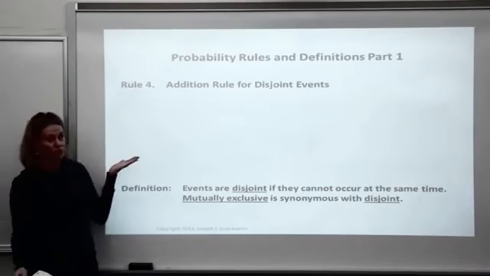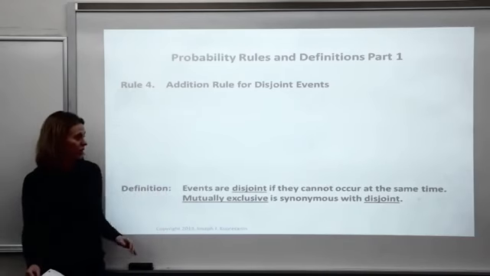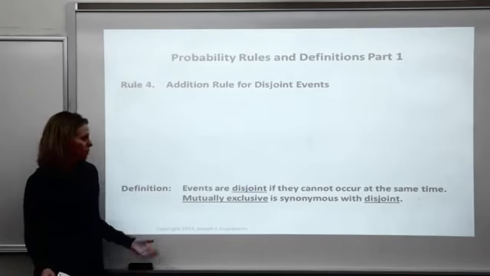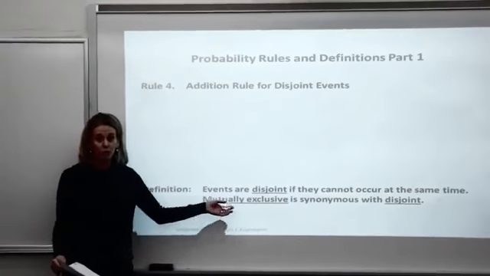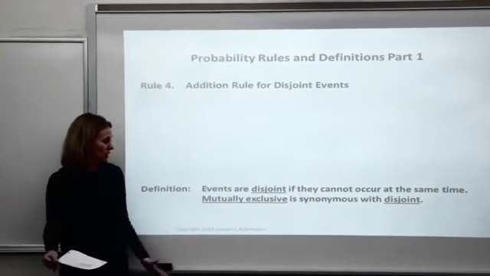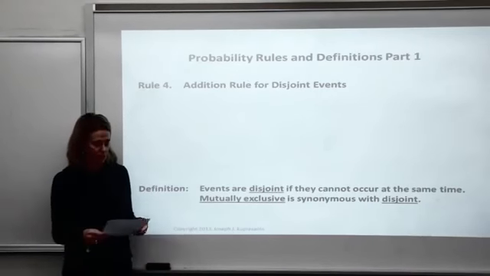So first of all, what are disjoint events? Events are disjoint if they cannot occur at the same time. In other textbooks or other places, you may see the words mutually exclusive. That means the same thing. If two events are mutually exclusive, they cannot occur at the same time.